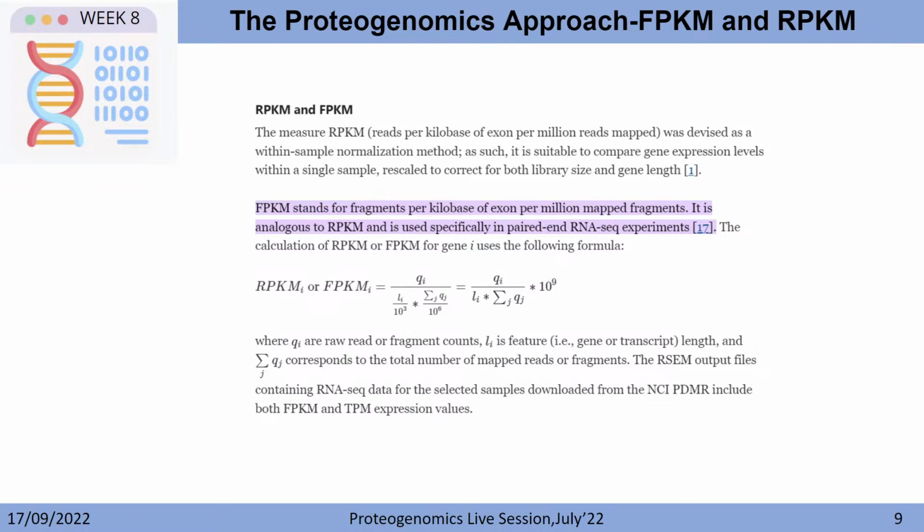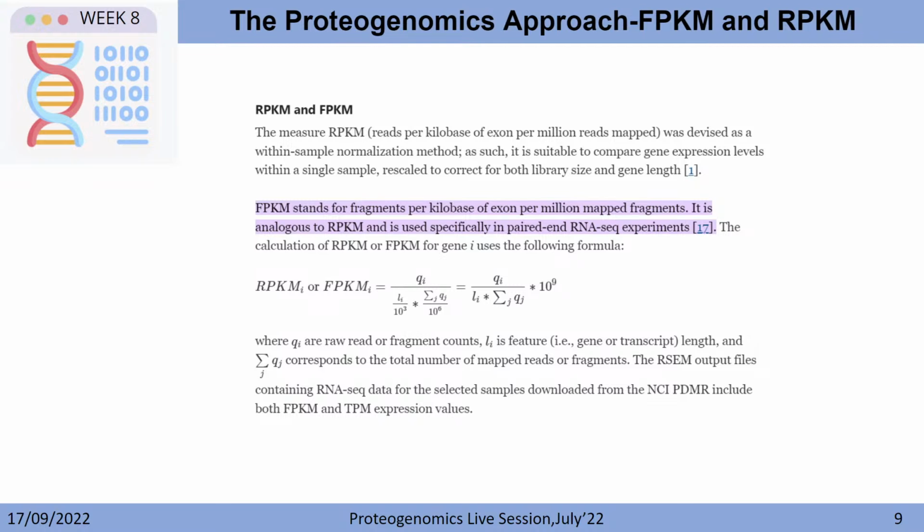So RPKM is reads per kilobase of exon per million mapped reads. This helps to compare the gene expression levels. So you can say that it is the unit of gene expression levels, and FPKM stands for fragments per kilobase of exon per million mapped reads. So it is more or less analogous to RPKM, and it is specifically used in paired-end RNA-seq experiments.